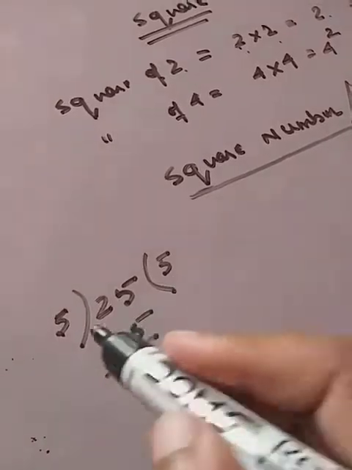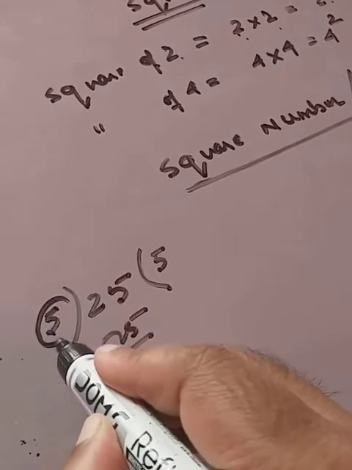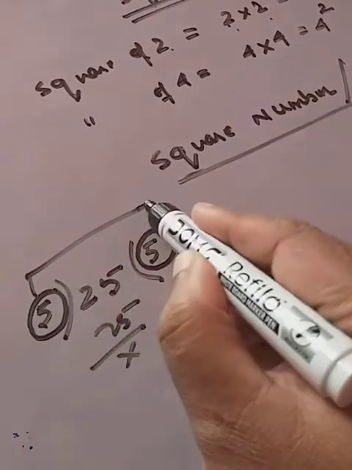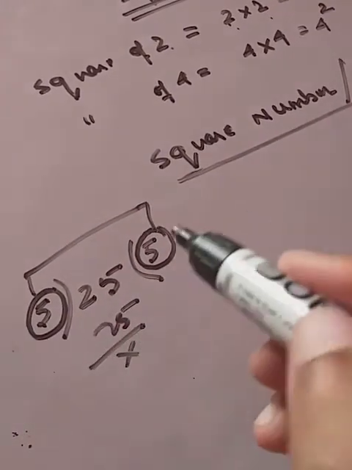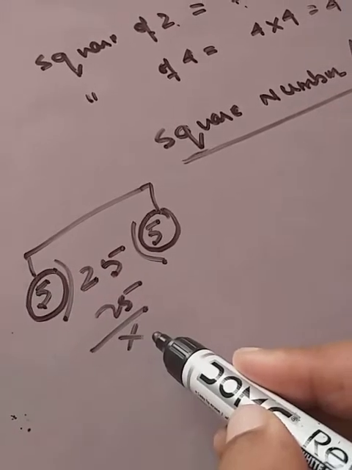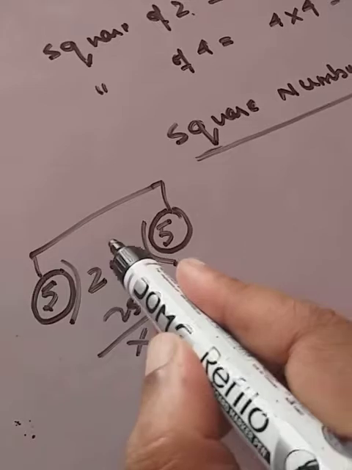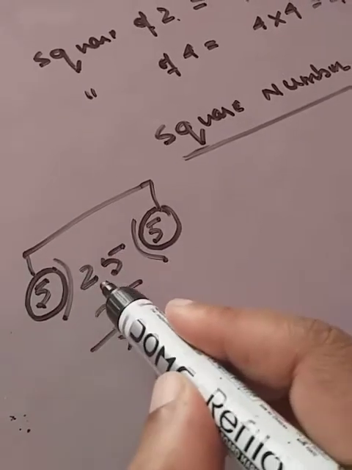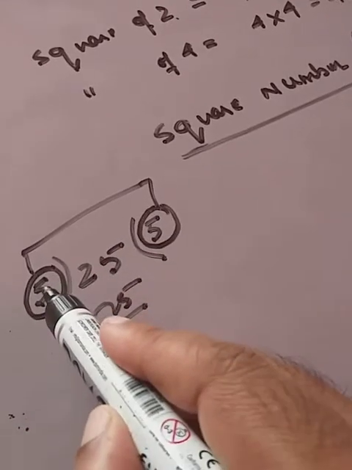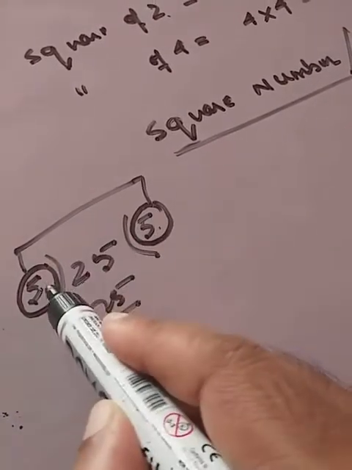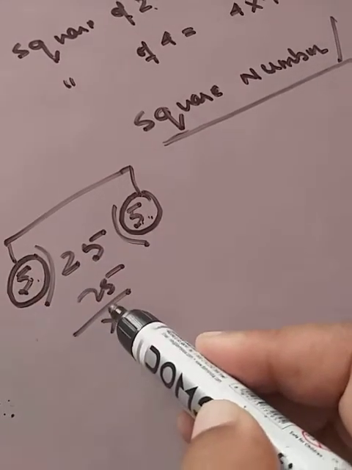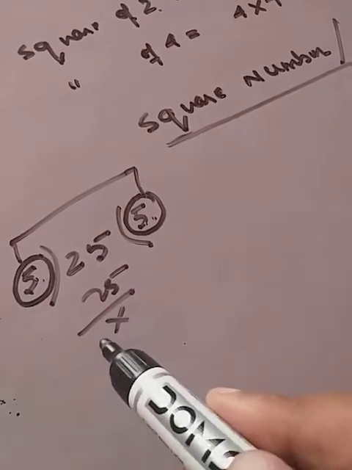What you see is that in the divisor place and the quotient place they have a common number, isn't it? When it happens like this and we see that the remainder is 0, then you can say that this particular number is a square number or a perfect square number, as the divisor and the quotient are the same. That is 5 5s are 25. But also you have to see that the remainder should come 0.